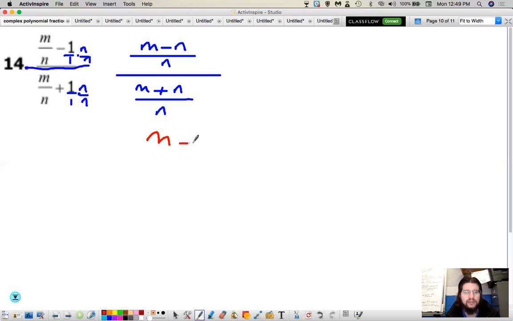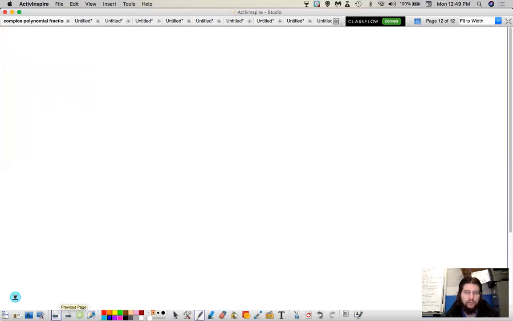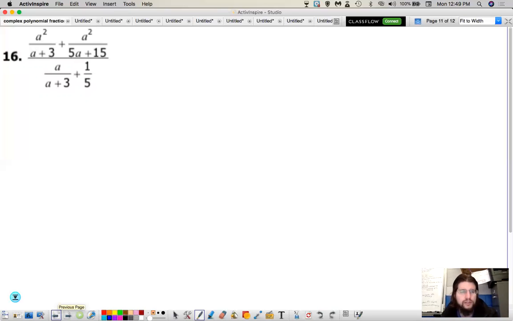So that's going to be m minus n over n times the reciprocal. And all we can do here is cancel out those n's and move on. Yep, so one more. It's a doozy. So if we look at the top, the numerator, we're going to have to factor out that 5 in this second term's denominator of the numerator. Yeah, that's a tongue twister.